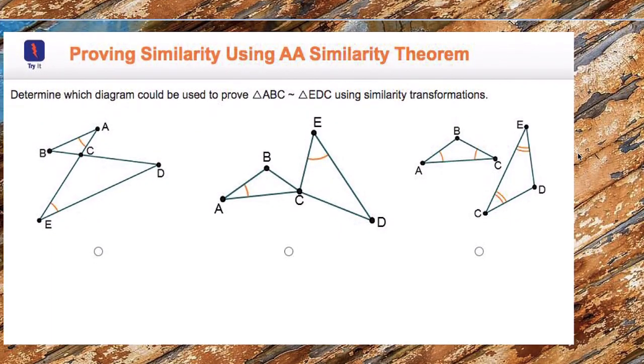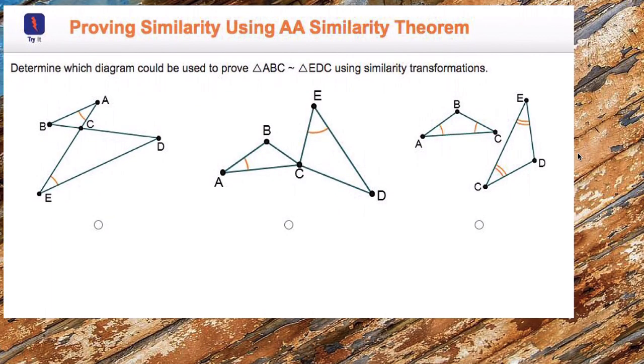Here's a sample question from Edgenuity. Determine which diagram could be used to prove triangle ABC is similar to triangle EDC using similarity transformations. So as we look at these, remember that similarity transformations, they're saying similarity because a dilation is a similarity transformation, but you can also use a dilation in combination with a reflection, a rotation, translation, all of those things.